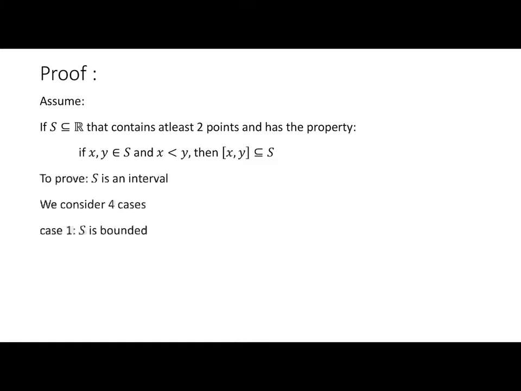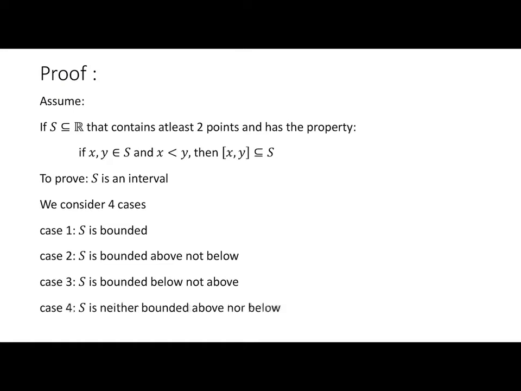So we are considering 4 cases here. The first case is I am assuming that S is bounded, meaning S has an upper bound and a lower bound. In the second case I am taking S is bounded above but not below. In the third case I am taking S is bounded below but not above. And in case 4 I am taking S is neither bounded above nor bounded below.